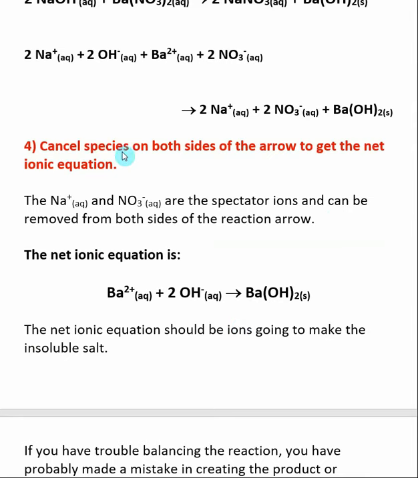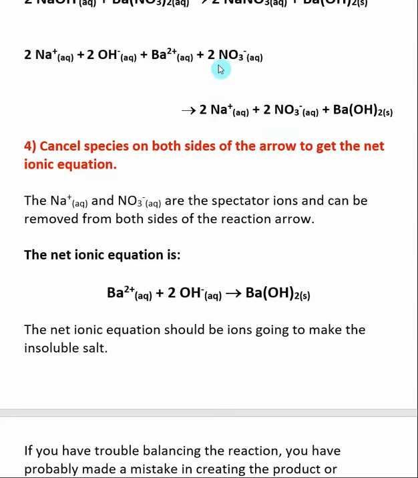In the last step, we want to find the net ionic equation. To do this, we cancel species on both sides of the arrow, and this will get us to our net ionic equation. Inside of our complete ionic equation, the reaction arrow is equivalent to an equal sign, so look for species that are both on the left and the right of this arrow. The first one we notice is 2 Na plus. There's 2 Na plus on the left-hand side of the arrow, there's 2 Na plus on the right-hand side of the arrow, so we can cancel those.